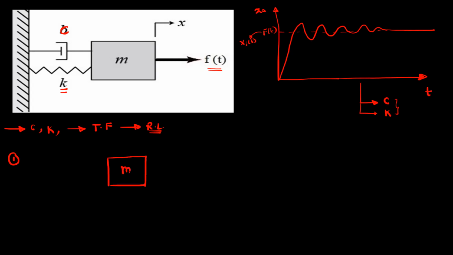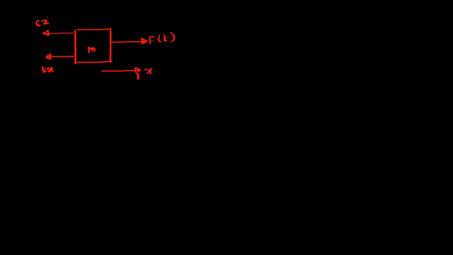So this is the free body diagram. In the free body diagram, the first force is the damping force, C x dot. Next is K x, which is the spring force. Then this is the external force F of t, and this is the displacement. This is the inertia, m x double dot.